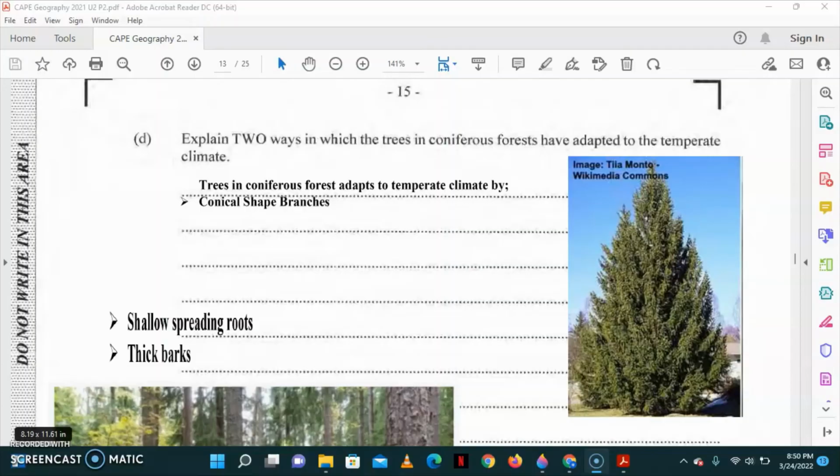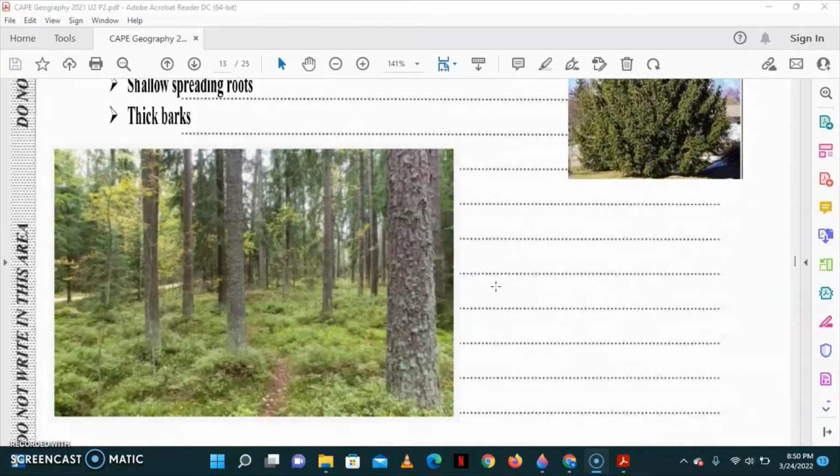Trees in the coniferous forest adapt to the temperate climate by, 1. They usually have conical shaped branches, and the conical shaped branches decrease in width with increase in height, and this allows heavy snow to fall to the ground and not break the branches. So this is a picture of a conical shaped plant in the coniferous forest.